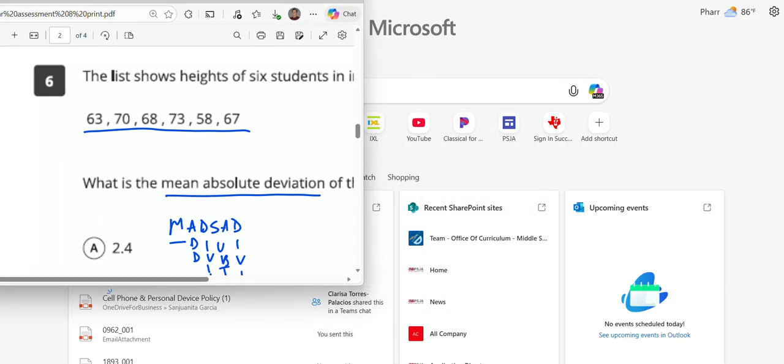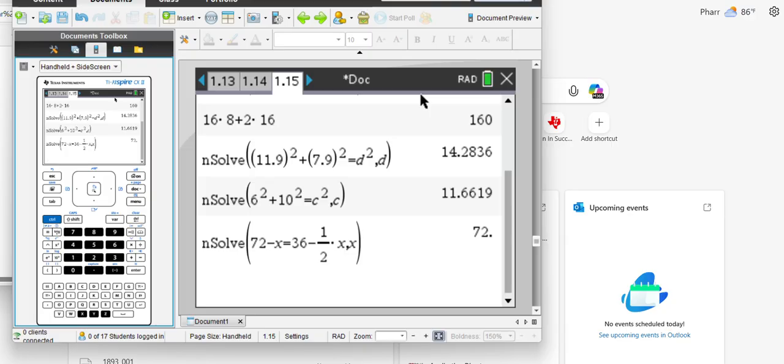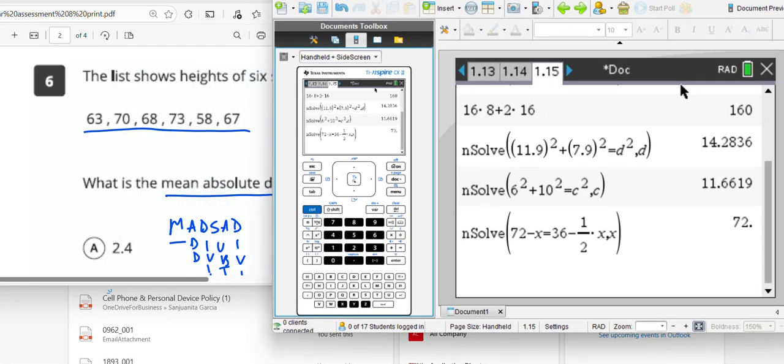And get the calculator. Do it all one time on the calculator. Okay, so the numbers are going to be 63 plus 70. We're getting the mean right here. Okay, plus 68 plus 73 plus 58 plus 67.